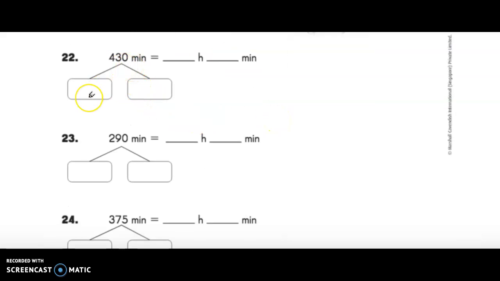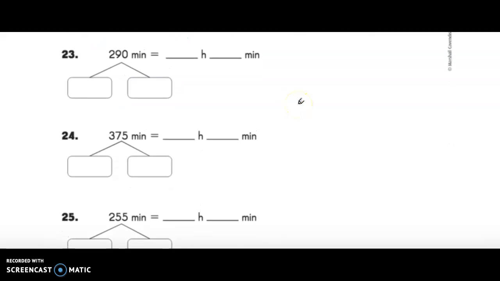For 22, we're thinking of how many hours can we pull out here. So if you're running through your facts, think about what times 6 gets us closest to here without going over, okay? And that would be 7. 6 times 7 is 42, so that would be 420 minutes, which is 7 hours. And then we have 10 minutes left over that didn't fit. So then that goes there.